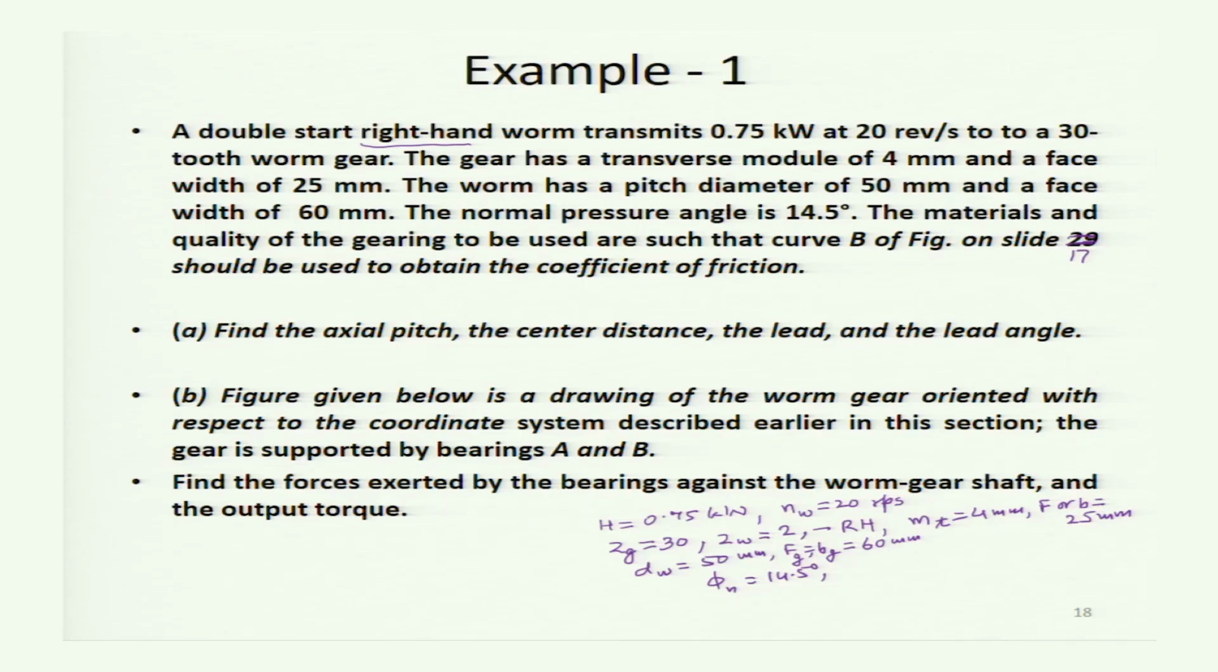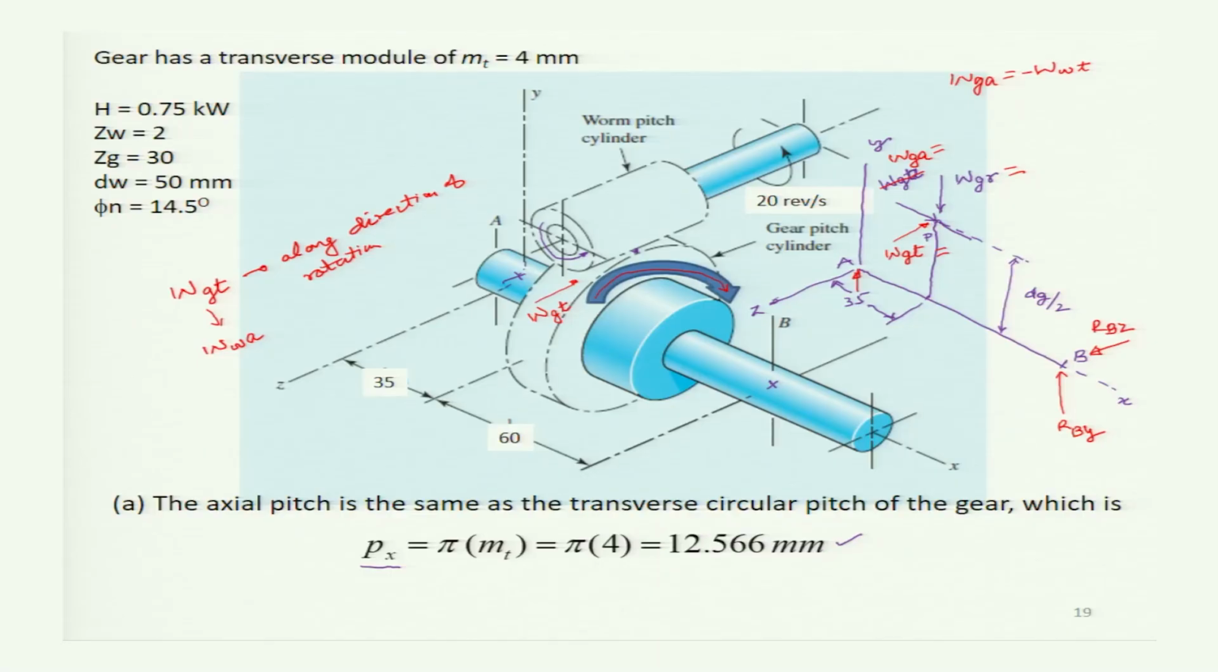So is it given in your problem? Let's see. The figure given below is a drawing of the worm gear oriented with respect to the coordinate system described earlier in this section. The gear is supported by bearings A and B. Find the force exerted by the bearings against the worm and gear and the output torque. So in this problem, it is not specified which bearing should take the thrust load. So you can select any one, either A or B.